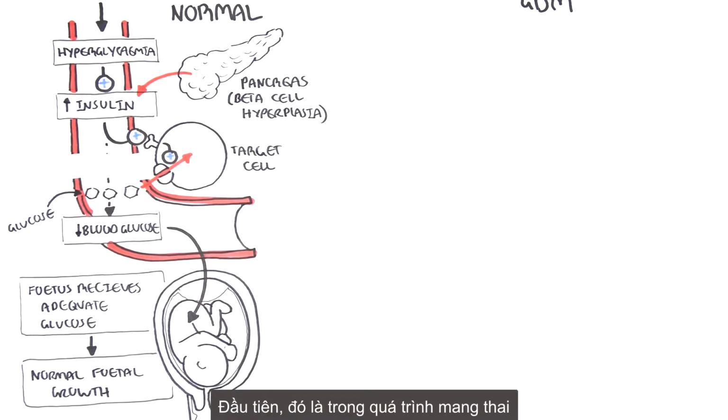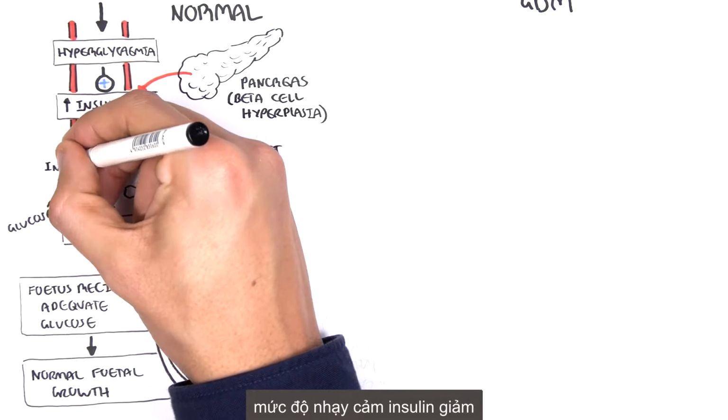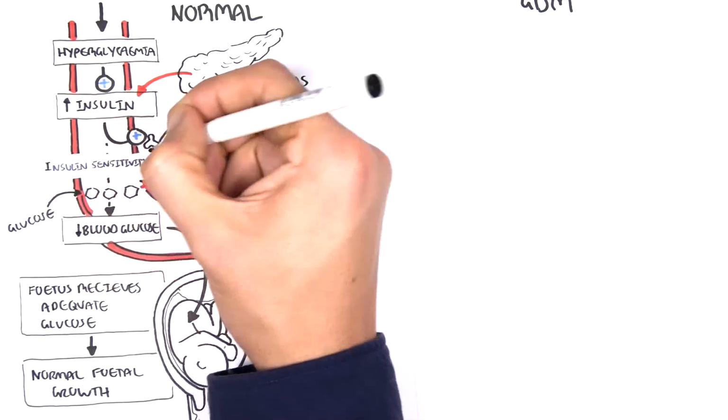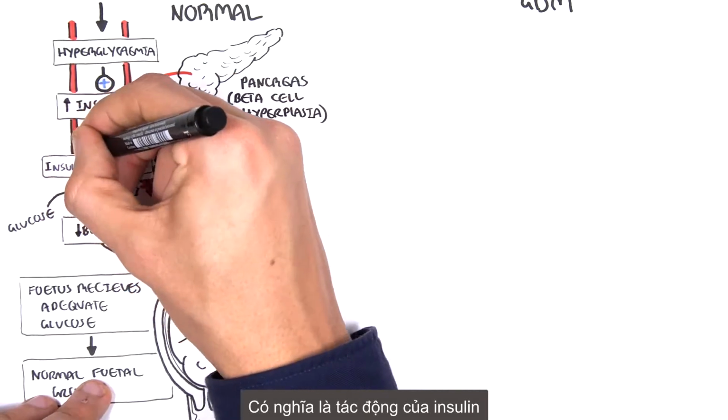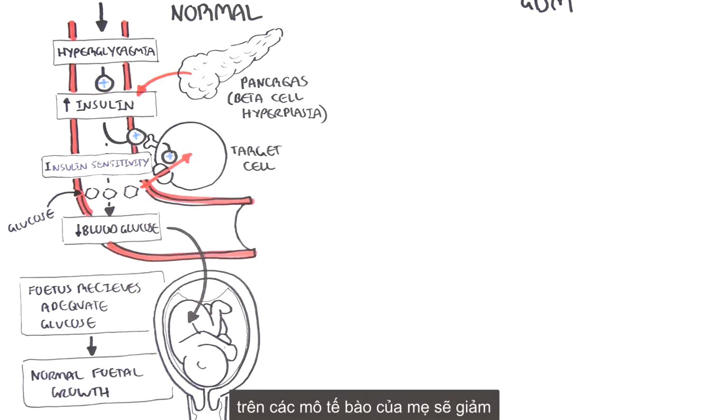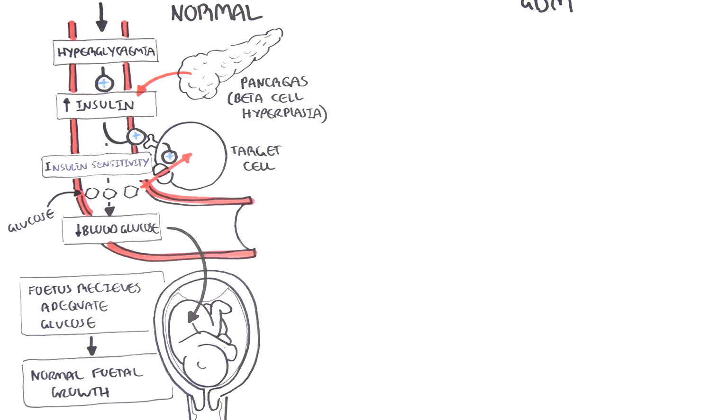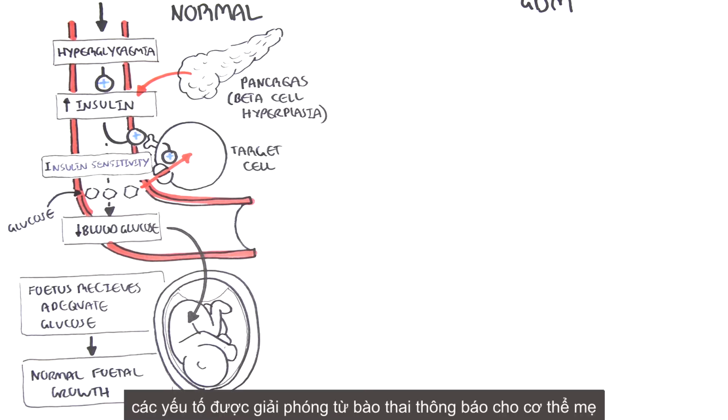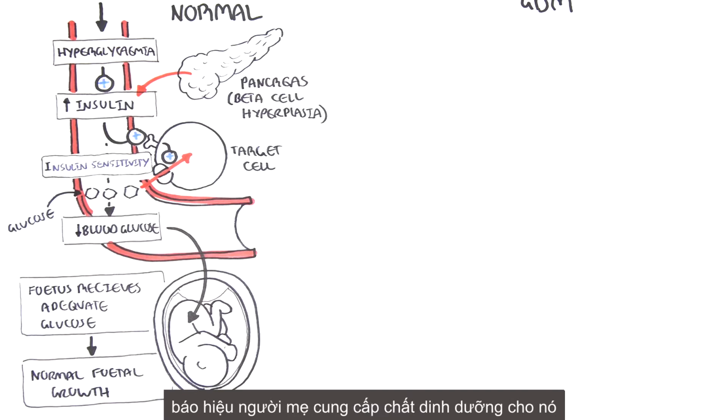The first is that during pregnancy, insulin sensitivity decreases. This means that the effects of insulin on maternal tissue is reduced. Because the effects of insulin is reduced, there will be more glucose in the blood. Beta cell hyperplasia in the maternal pancreas occurs because of reduced insulin sensitivity in maternal tissue. And this also is a cause of the factors released by the fetus telling the maternal body to feed it.